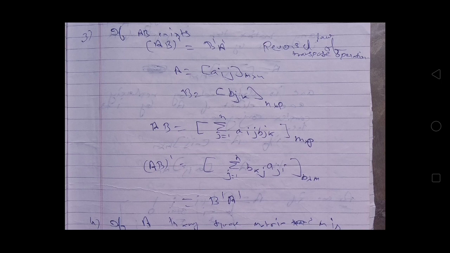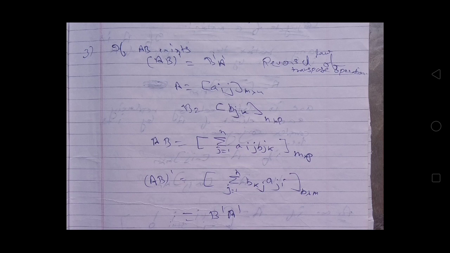Now AB will be equal to some matrix whose order is m cross p whose entries are like summation over j from 1 to n of a_ij b_jk, and transpose of AB will be equal to some matrix of order p cross m whose entries are like summation over j from 1 to n of b_kj a_ji, which will be equal to transpose of B matrix into transpose of A matrix. It means if we have to find the transpose of the product of two matrices, then it will be equal to transpose of the second matrix into transpose of the first matrix.